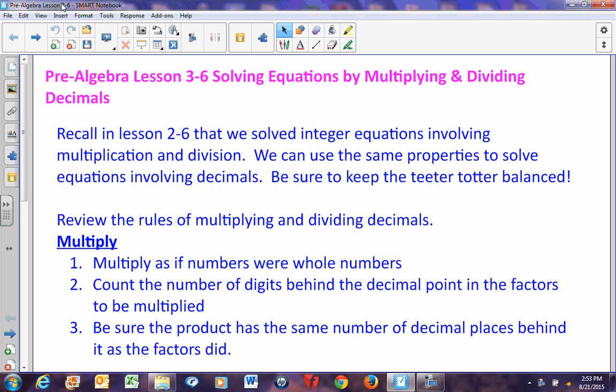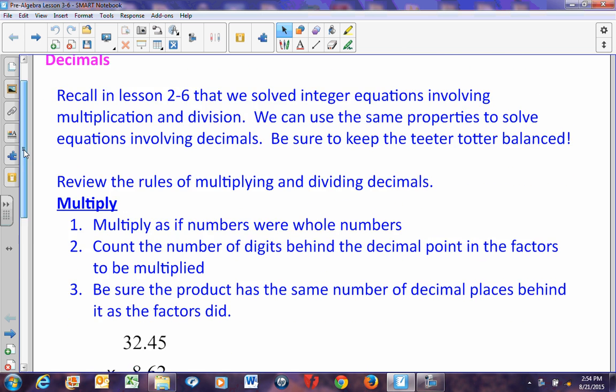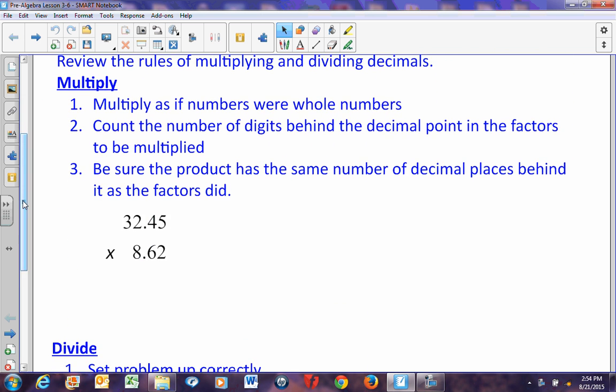Now, since you cannot use calculators, it is important that you understand how to multiply and divide decimal numbers. So let's do a quick review here. If I'm going to multiply decimal numbers, you multiply the numbers as if they were whole numbers. All right, so let's take a look at the following problem. 32.45 times 8.62. Do not line up decimal points with multiplying or dividing. Don't worry about it. Deal with the decimal points later. Just multiply as if they were whole numbers.